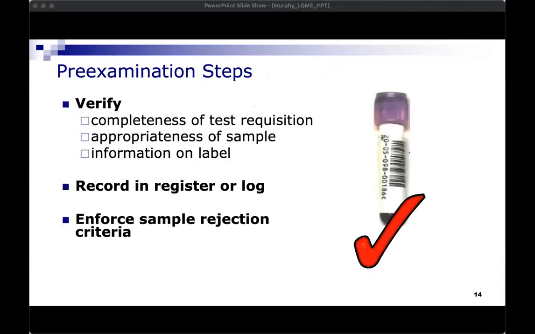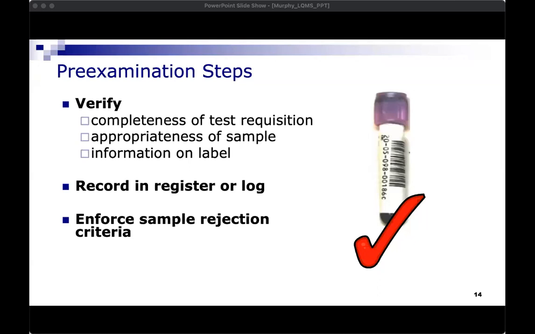Okay, so we've now gotten to the point where the sample has been collected, and now we're actually receiving the sample in the lab. So we're still in the pre-analytical phase, so lots of opportunities for error still. Once a sample enters the lab, there are a number of steps that are needed prior to testing. These pre-examination steps include verifying the sample is properly labeled, adequate in quantity, in good condition, and appropriate for the test required. The test requisition must be complete and include all of the necessary information.